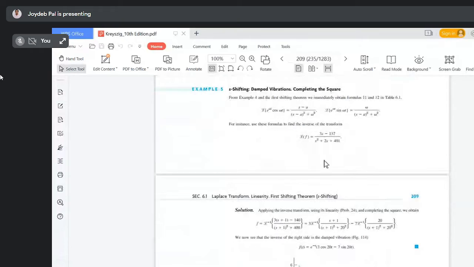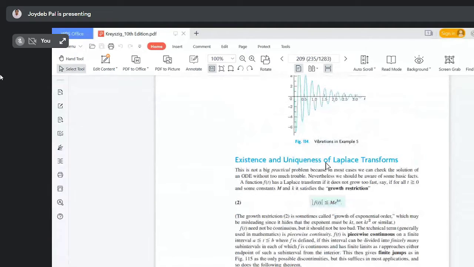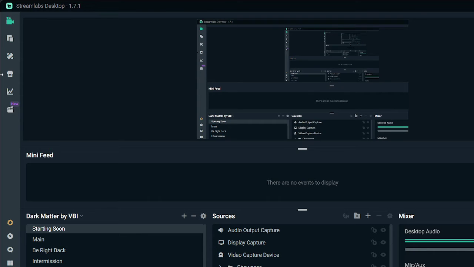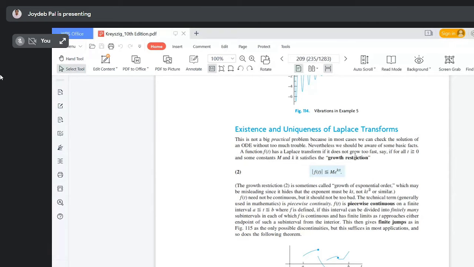So what else? Let us see. There are some existence and uniqueness conditions of Laplace transform. Means when the Laplace transform of a function exists, that we have not verified, but there are certain conditions. If a function satisfies certain conditions, then only its Laplace transform exists. So what are the conditions? You may remember them. I'm not discussing that in detail. Existence and uniqueness conditions of Laplace transform.